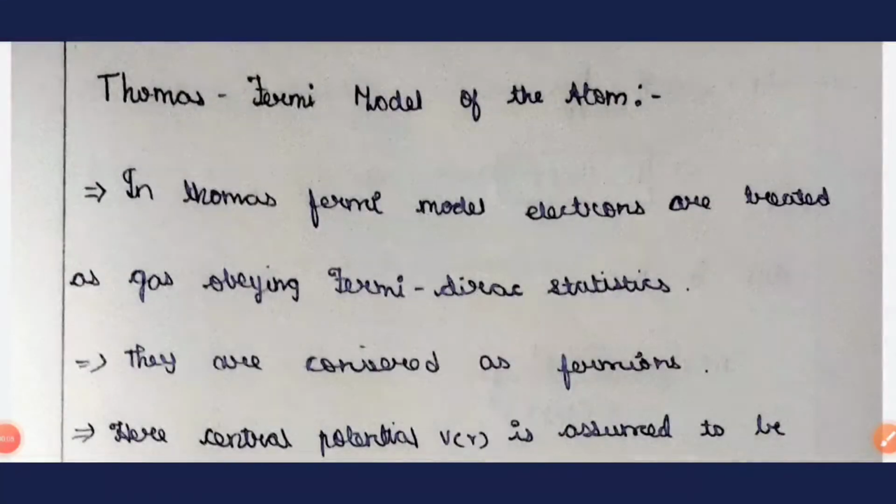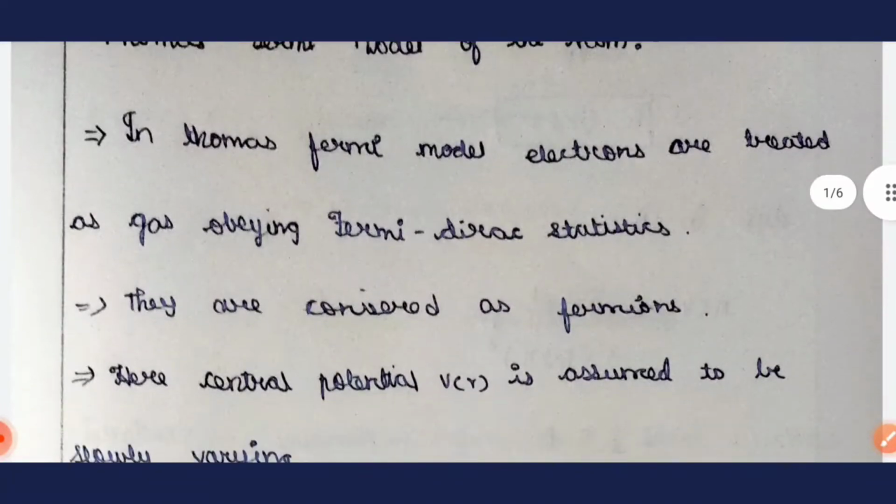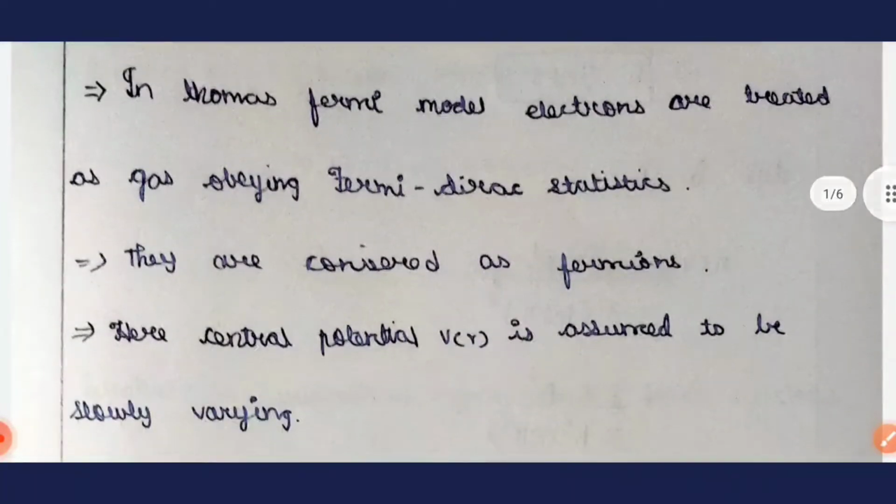Hello everyone. Today we are going to see the topic of the Thomas Fermi model of the atom. In the Thomas Fermi model, electrons are considered as a gas obeying the Fermi-Dirac statistics. Since they obey the Fermi-Dirac statistics, they are considered as fermions. Here, the potential V of r is assumed to be slowly varying.